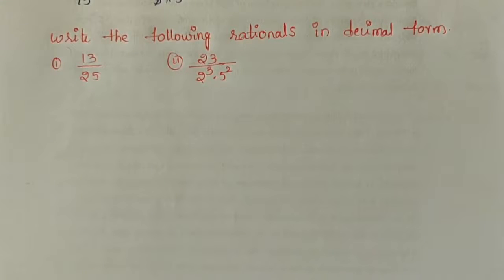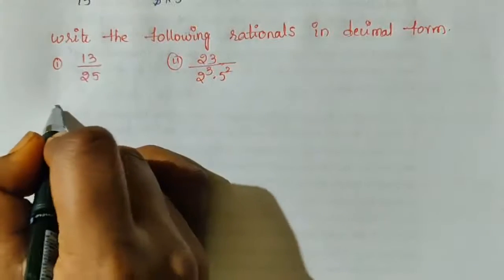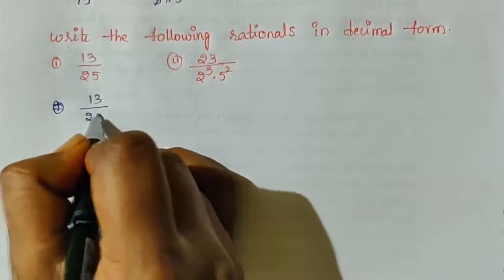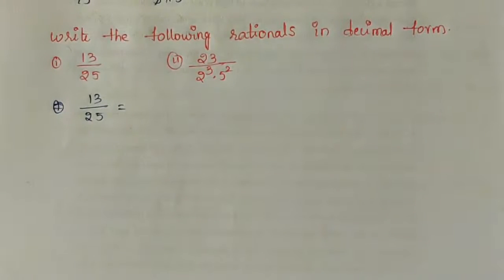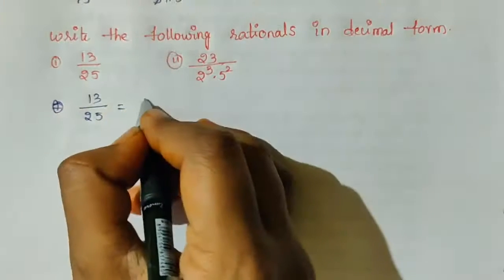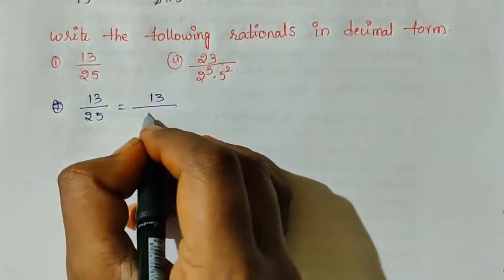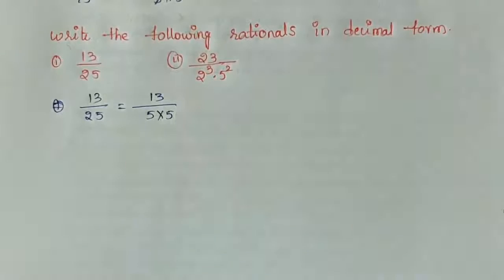Next bit is write the following rationals into the decimal form. Here also without using the actual division. So when you take the first one, we have 13 upon 25. Okay. First of all, you should write the prime factorization for the numerator and denominator. Here in the numerator we have already the prime number, so let us take like that, and the denominator can be written as 5 into 5, that is 25.